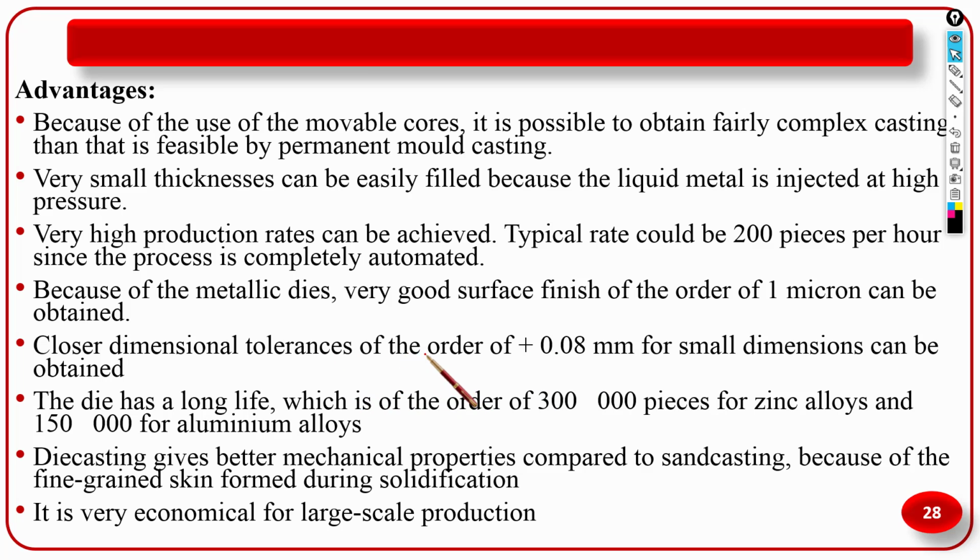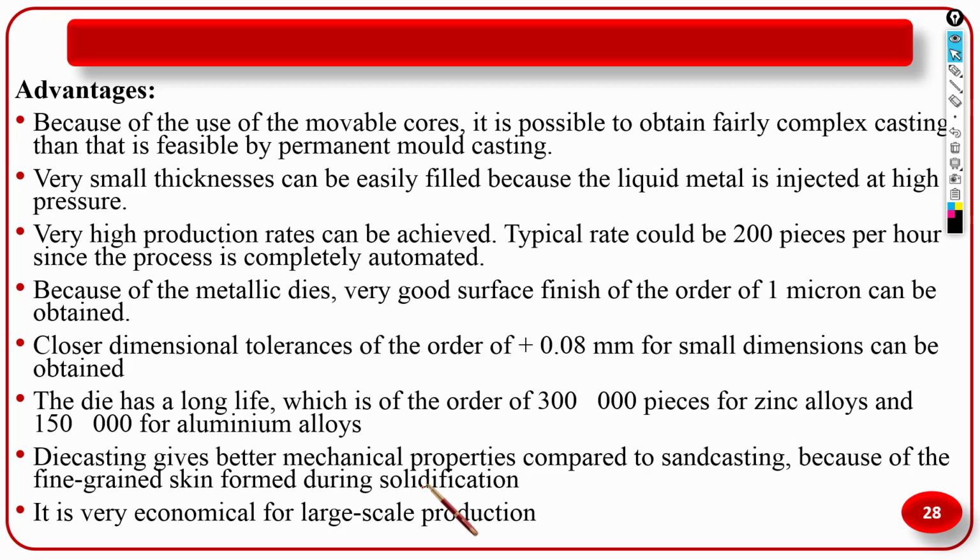Close dimensional tolerance, very nice. That is the same thing: dimensional tolerance or dimensional accuracy is good. The die has a long life. Okay, 3 lakhs of pieces for zinc alloys and 1.5 lakhs of pieces for aluminum alloys. Die casting gives better mechanical properties because of the fine grained skin formed during solidification.